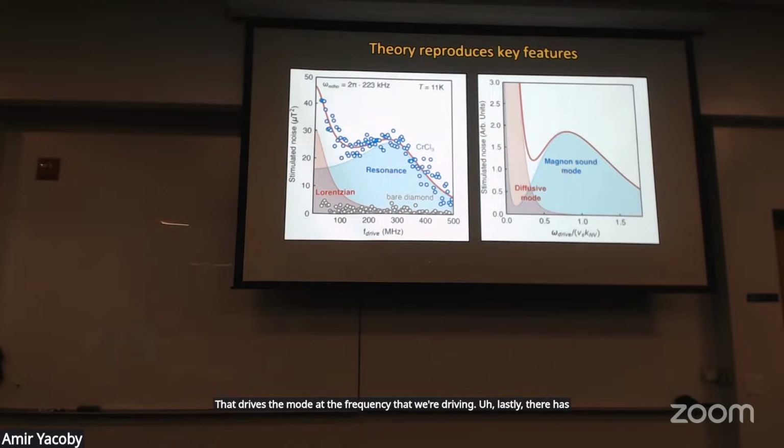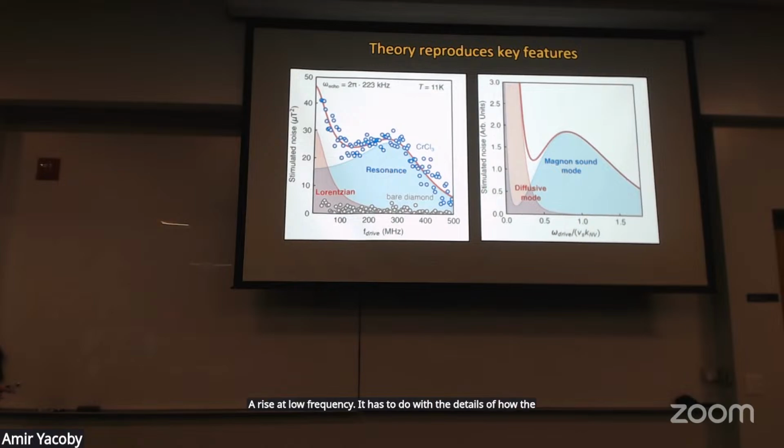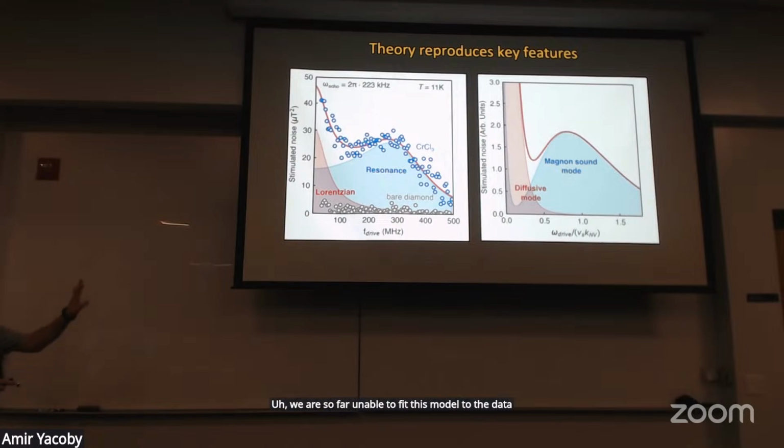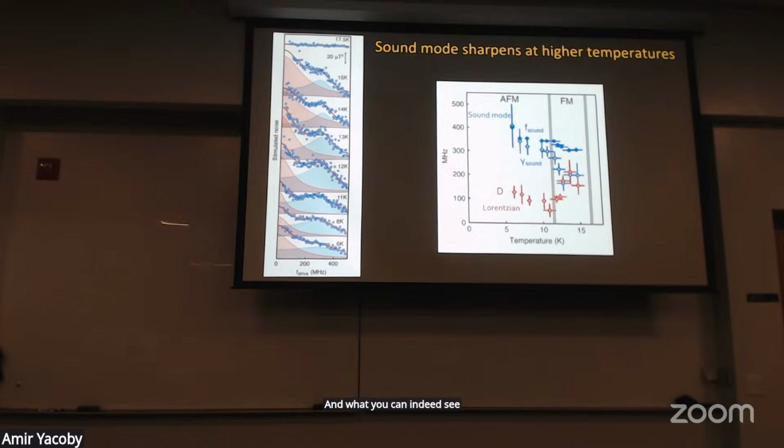Lastly, there have been a lot of developments in the theory that is trying to explain this. And note, the theory does produce a rise at low frequency. It has to do with the details of how the NV is probing and the various singularities in the system, but we are so far unable to fit this model to the data. So that's why I'm showing it separately. This rise is much, much steeper in theory than what we're seeing in experiment, and we believe that it's coming from a different origin. And lastly, we can, of course, do a temperature dependence and see indeed how the viscosity is changing in the system. And what you can see is that the viscosity, which is the width of the mode here, is changing as you change temperature, and it's becoming narrower and narrower as you warm the system up, just like we expect the viscosity of the system to do.